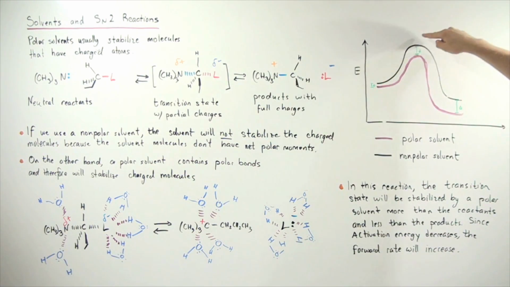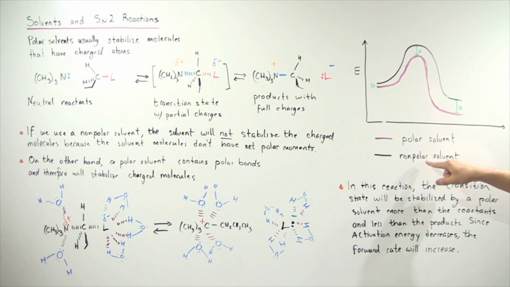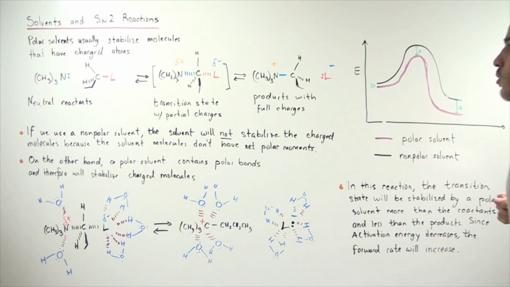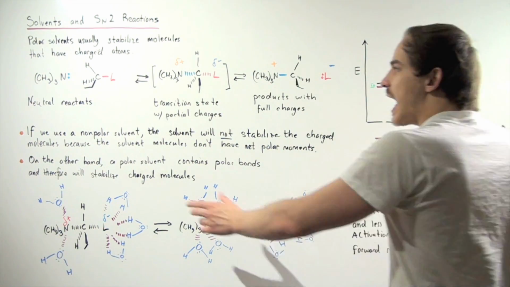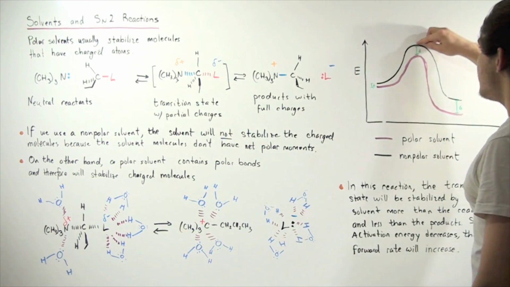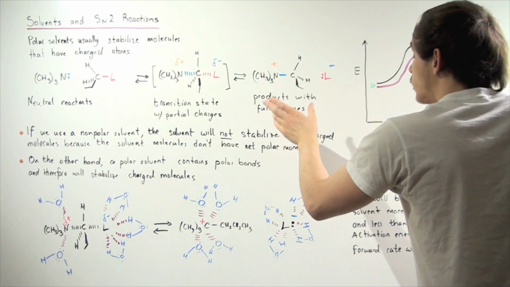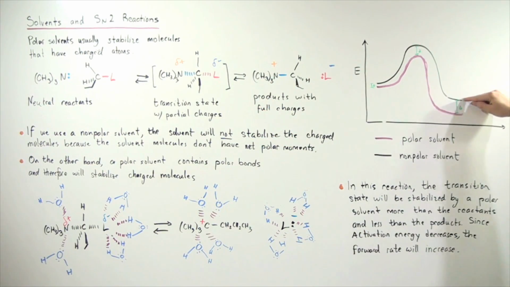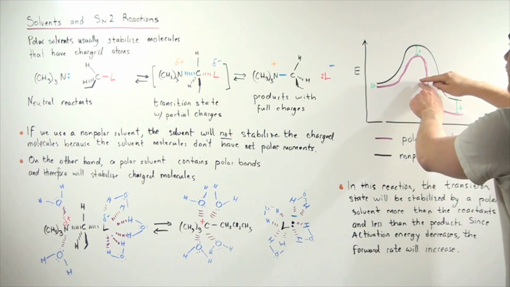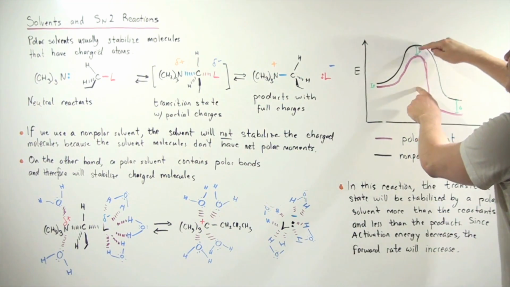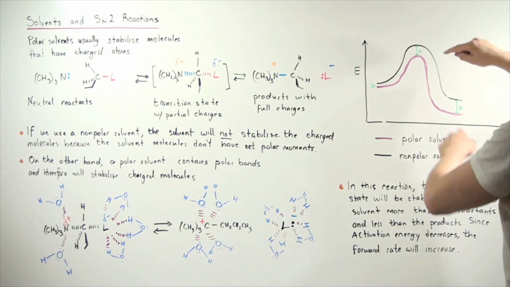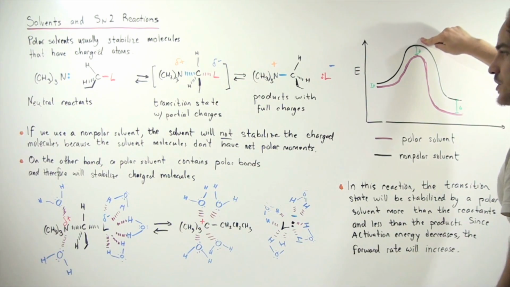Now this black line represents our non-polar solvent reaction. It represents the beaker with the non-polar solvent. So with the non-polar solvent, our neutral reactants are found here, our transition state is found here, and our products with the full charges are found here. So, in order for this reaction to take place, this amount of energy needs to exist because this is known as our activation energy, activation barrier. And this energy is the energy of our transition state.